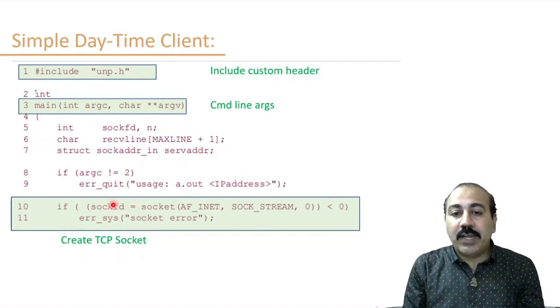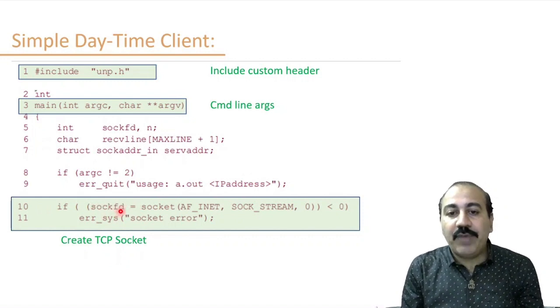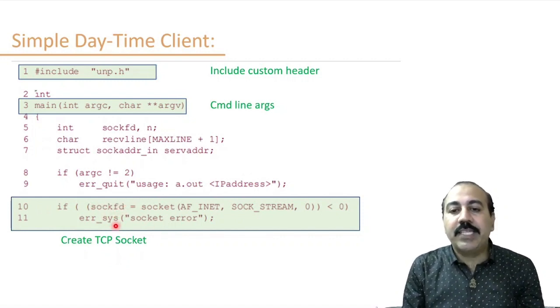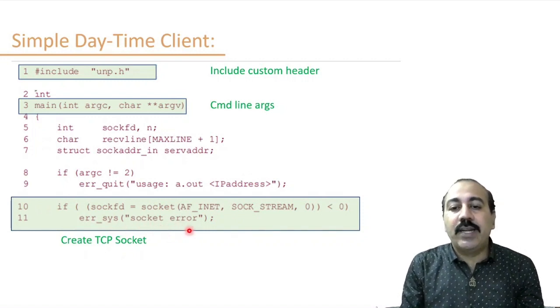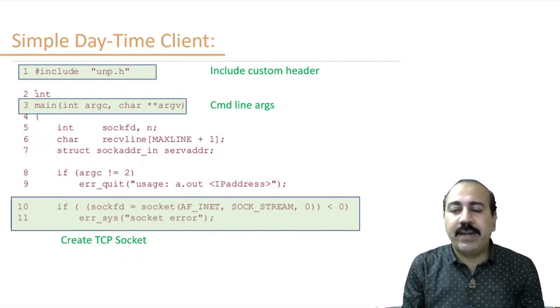But if this socket fd has a negative value, it means there was an error while creating a socket, and hence I am going to display some user defined error message like socket error or socket could not be created. Some error message will be displayed, and to display the error message you might say I can use a printf statement or something like that.